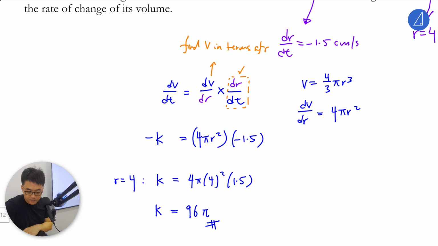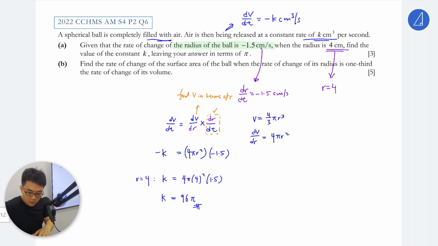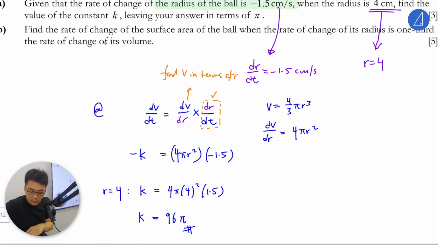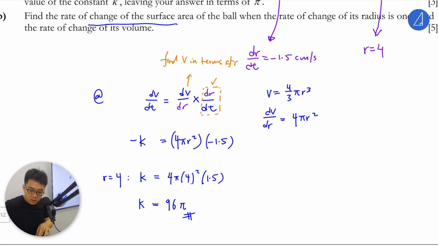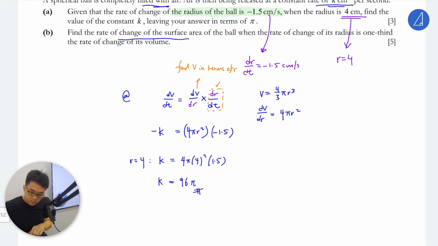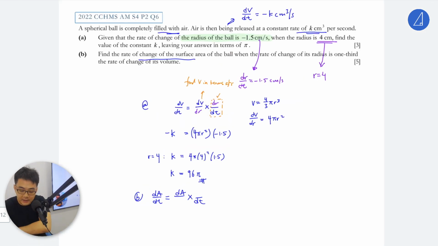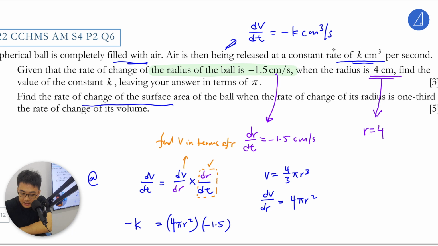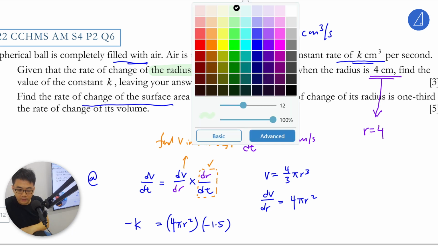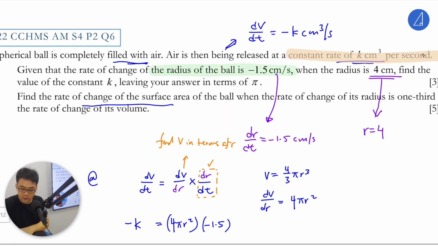For the subsequent one, you just put the rate of change of surface area. So for B, you want to find dA/dt, just use chain rule. No need to ask so much, just use chain rule first. First thing is to understand that this is a fixed rate, a constant rate. Constant rate means it doesn't change.